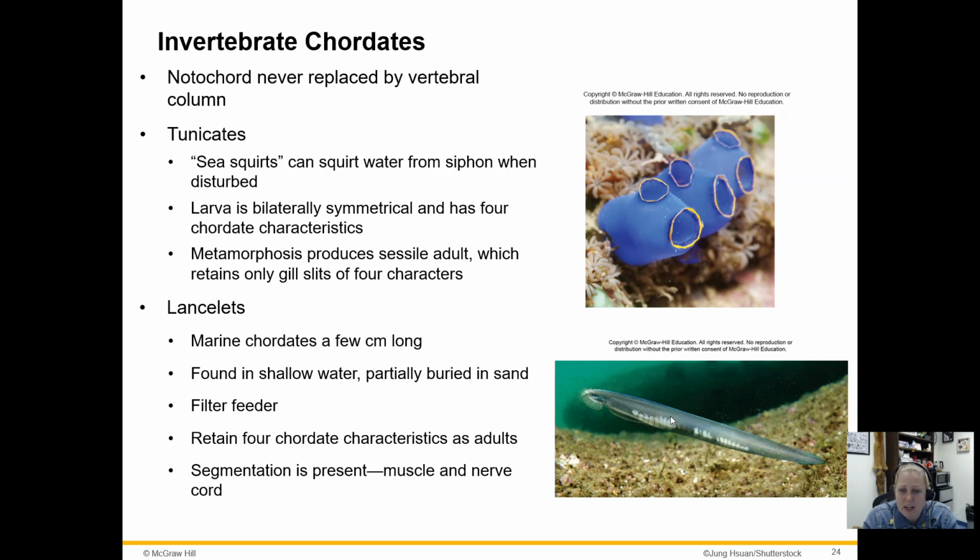There are thin lines on the back. One of those thin lines would be the notochord. One would be the dorsal hollow nerve cord. They do have those pharyngeal slits that you can see in the body of the animal itself. It's kind of up towards this mouth. There are going to be these pharyngeal slits.